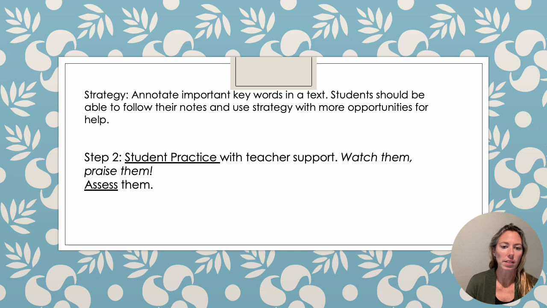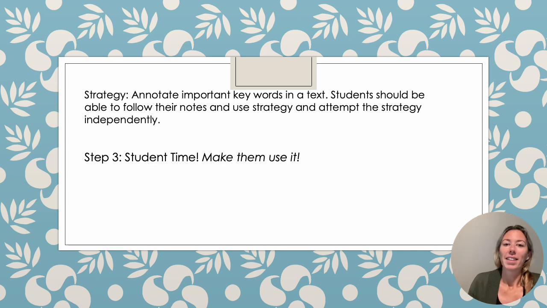By the second stage, students should be able to follow their notes and use their notes for the strategy. They will most likely need more opportunities for help and support, but they're on the right track. So student practice is all about the second stage, and you want to continue to encourage them to practice. So continue to praise them, continue to encourage them, and then be there to support them.